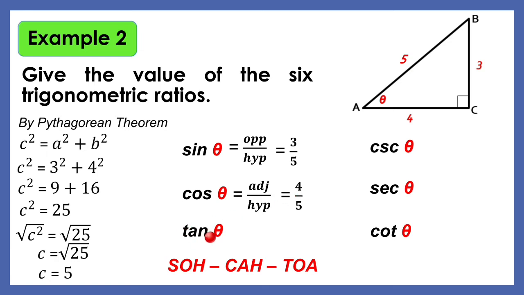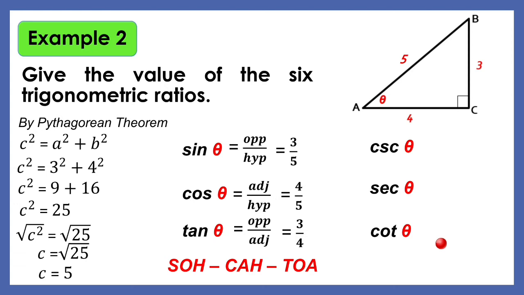Next, tangent theta. Ang gagamitin is TOA. Opposite over adjacent. Ano yung opposite side? That is 3. Ano yung adjacent side? That is 4. Therefore, ang ratio is 3 over 4. Let's now proceed to another 3 functions.